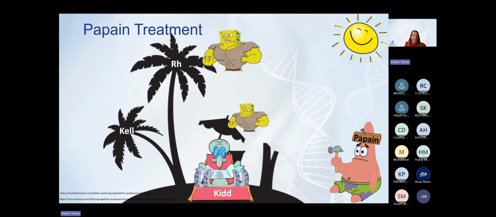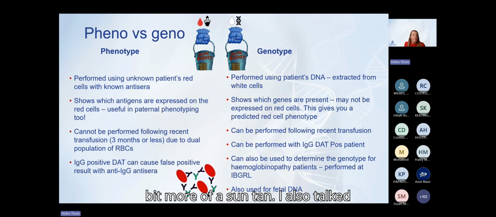What I was saying as well is, as I've just mentioned there, we've got the Rh and Kidd particularly enhanced. So if you think of Patrick moving those trees out of the way, it's actually just allowing a stronger reaction there, and Squidward can get a bit more of a suntan.